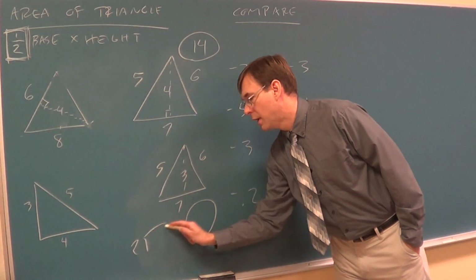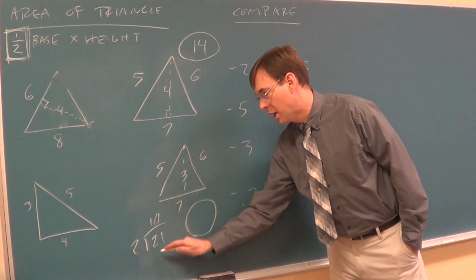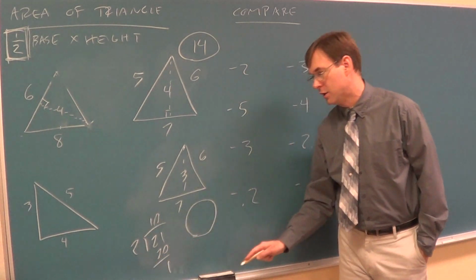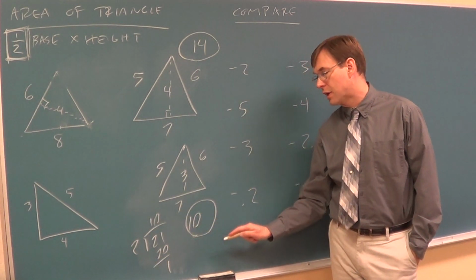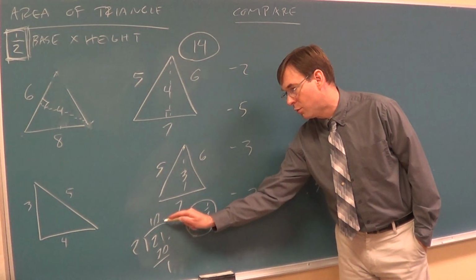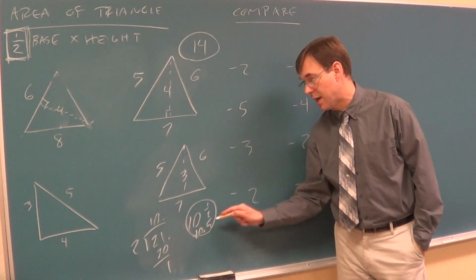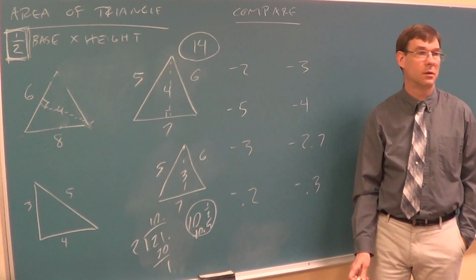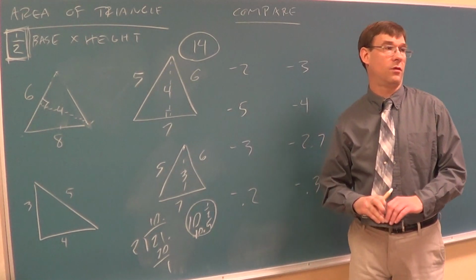We could go 2 into 21 is going to go 10 to get us 20. There's a remainder of 1. You could either go 10 and go fraction with a half, or if you want to add a decimal and keep dividing, you could go 10.5. Question so far on that?